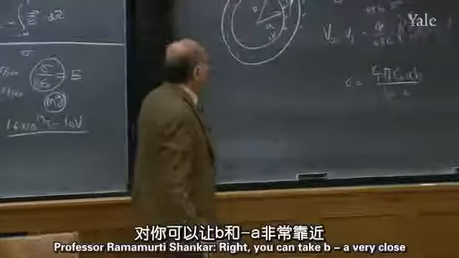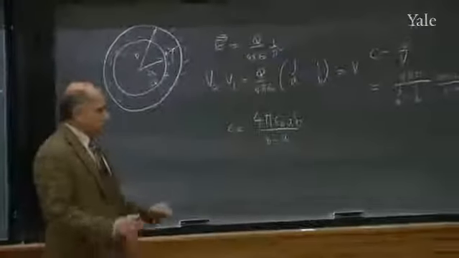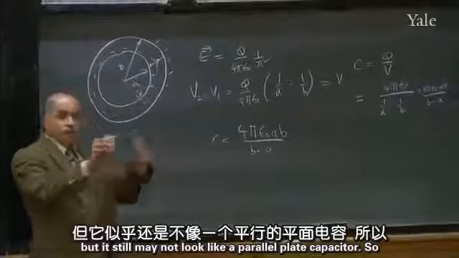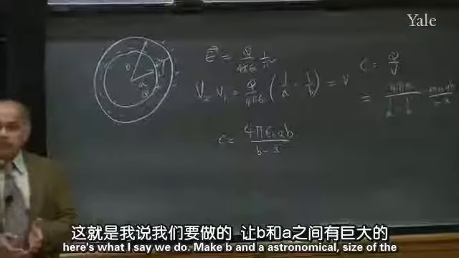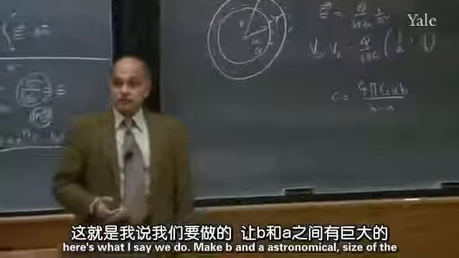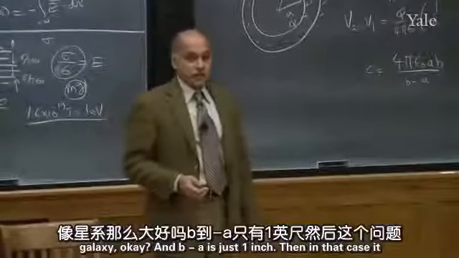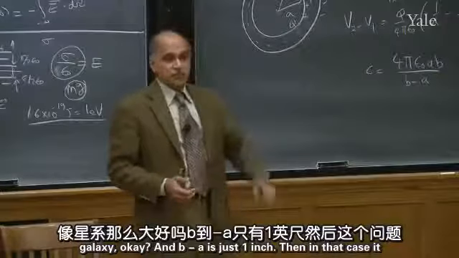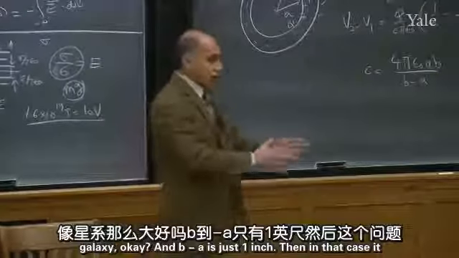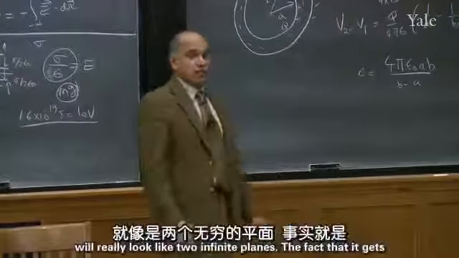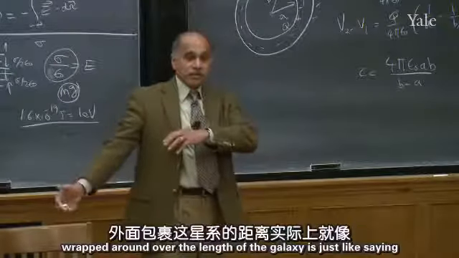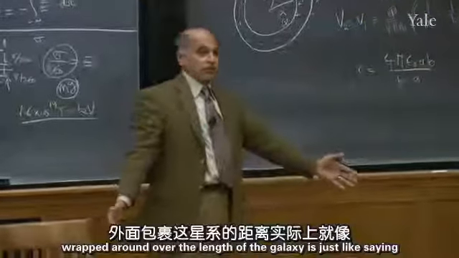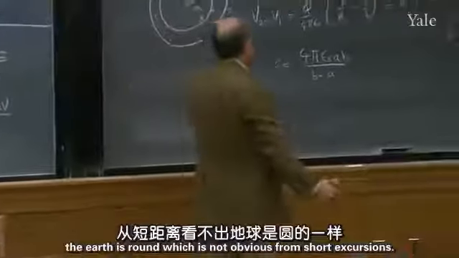Right. You can take B minus A very close, but it still may not look like a parallel plate capacitor. So here's what I say we do. Make B and A astronomical, size of the galaxy. Okay? And B minus A is just 1 inch. Then in that case, it will really look like two infinite planes. The fact that it gets wrapped around over the length of the galaxy is just like saying the Earth is round, which is not obvious from short excursions.